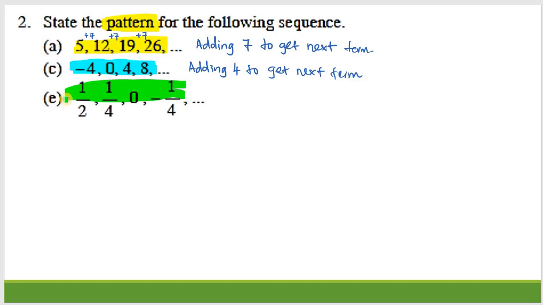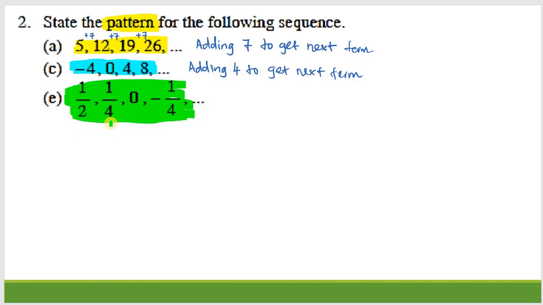Decrease means descending order. The values become smaller and smaller. So try to think, 1 over 2 becomes 1 over 4. That is half already, isn't it? And then 1 over 4 becomes 0, which is obviously also a difference of 1 over 4.